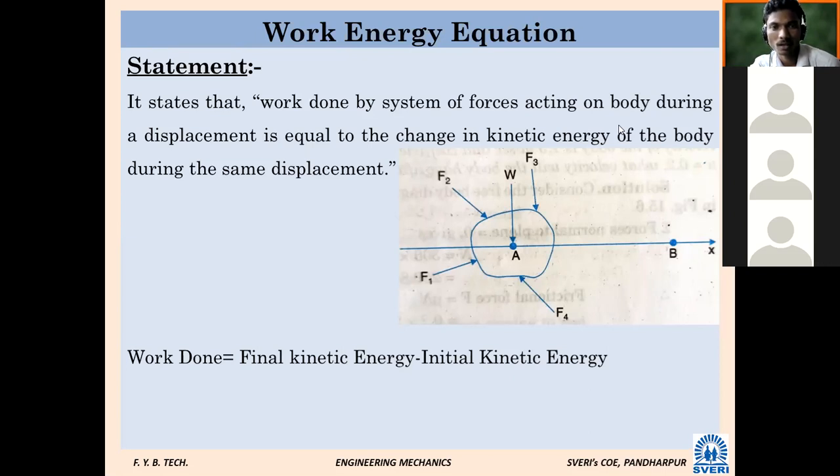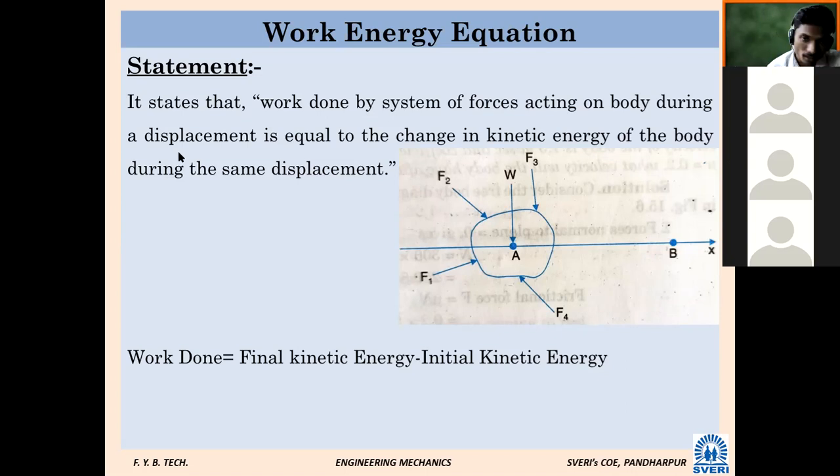It states that the work done by a system of forces acting on a body during a displacement is equal to the change in kinetic energy of the body during the same displacement. Work done is equal to final kinetic energy minus initial kinetic energy. Okay. So actually first one is the statement.